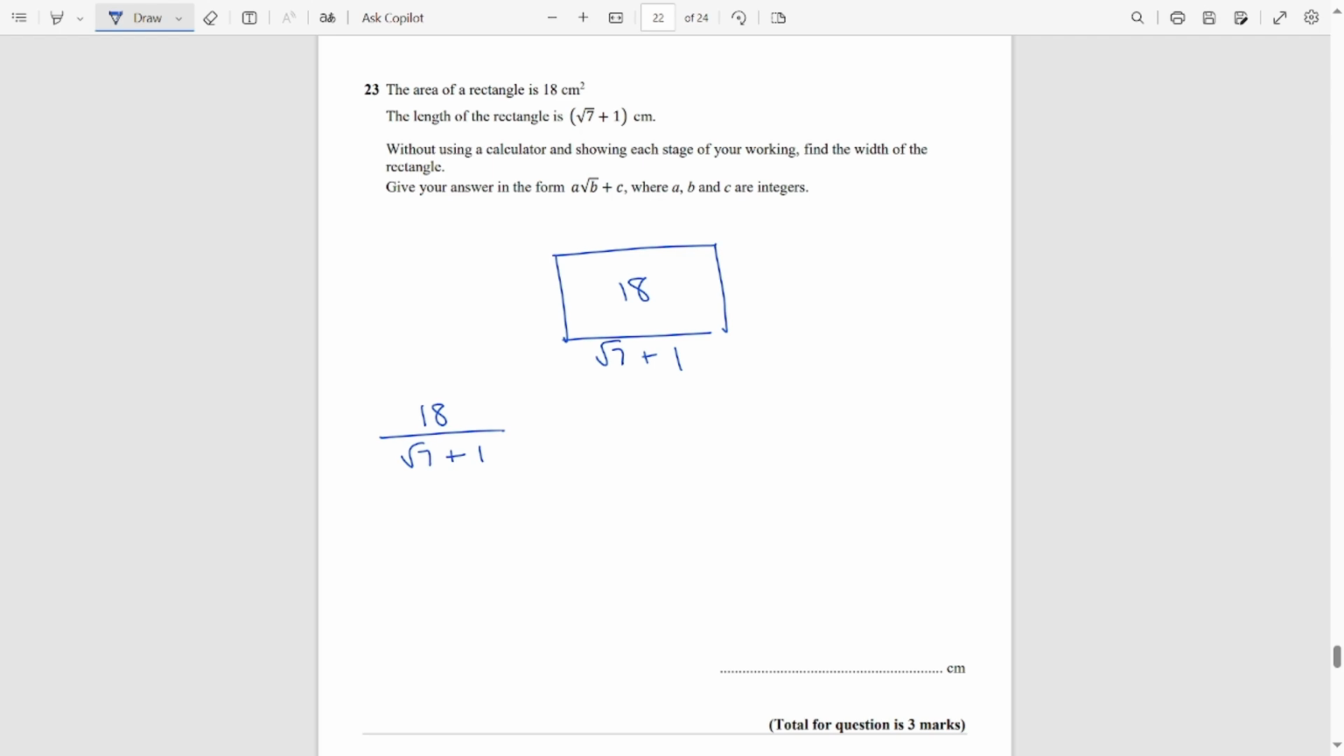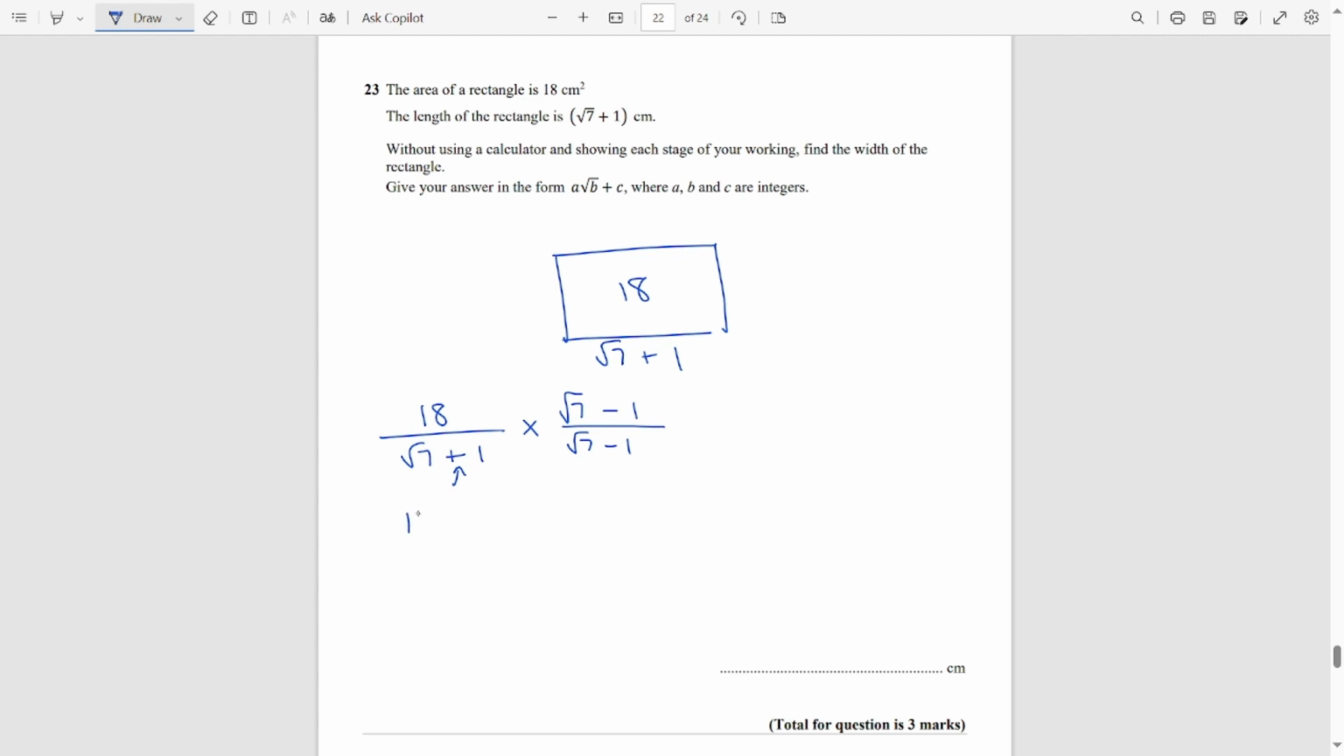And this is where the show all your working part comes in, because what they want us to do is show that we can rationalize. You could type that into your calculator and it will tell you the answer, but we want to show that we know how to do it without using that. So we're going to multiply by root 7 minus 1 over root 7 minus 1. We always just write the thing on the bottom and change that sign in the middle. So because it was positive, it becomes negative.